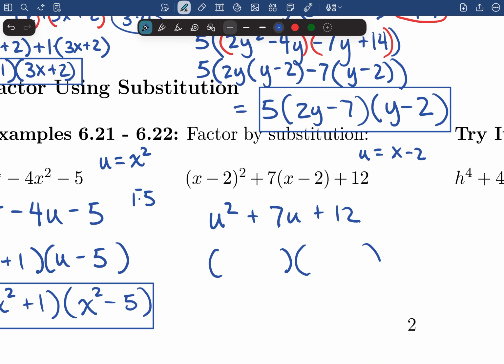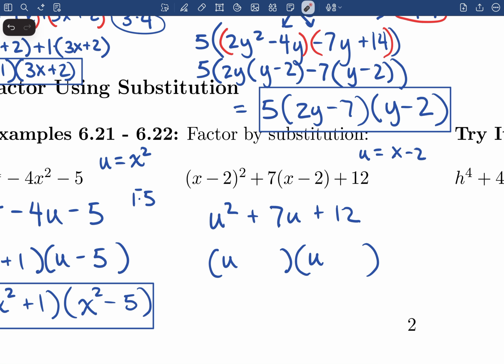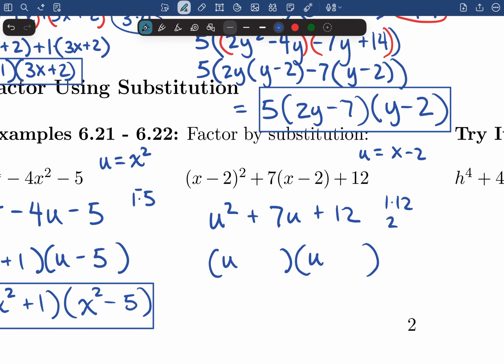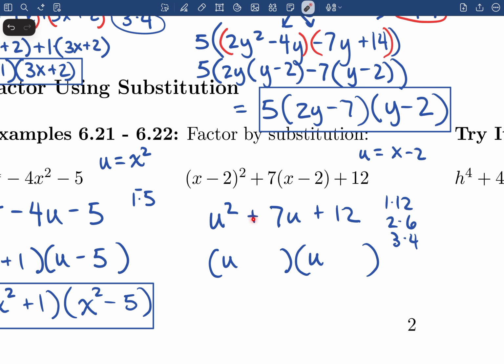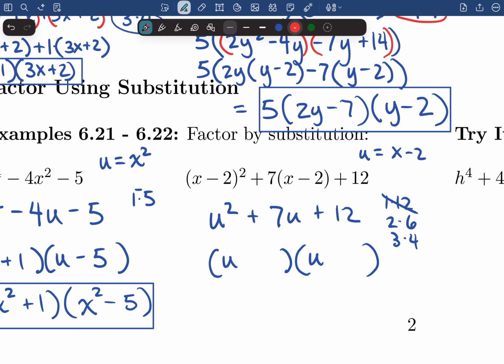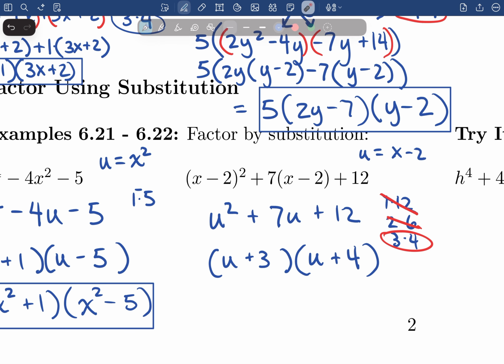And so when I factor this trinomial, I get two binomials that have u in the front of each one. Well, what goes here? I have to find the factors of 12. 1 times 12, 2 times 6, 3 times 4. And which set of factors will make 7? Well, 1 and 12 can't sum to make 7. And 2 and 6 can't sum to make 7. But 3 and 4 can. So 3 and 4 are my options. So I put a positive 3 and a positive 4 here and here. And then I have completed the factoring.